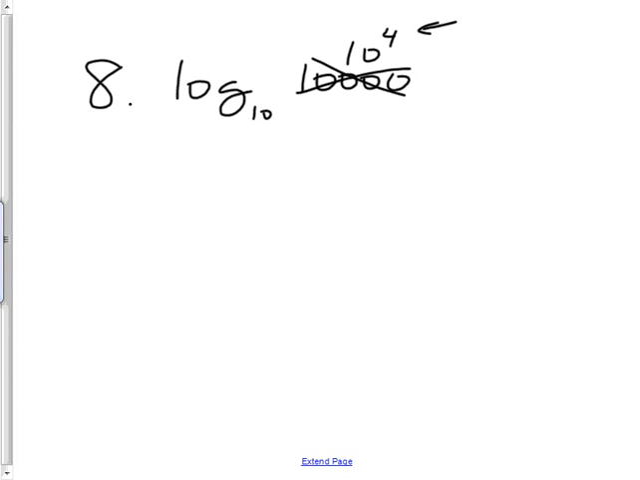Now, how did I know that was 10 to the fourth? I would challenge you to just say 1 times 10 to the fourth, and you'll see that it's scientific notation, where you take a 1 and you move the decimal over 4 spots. 1, 2, 3, 4. Yeah, it'll make 4 zeros, and there we go.